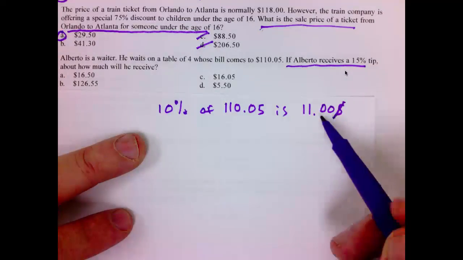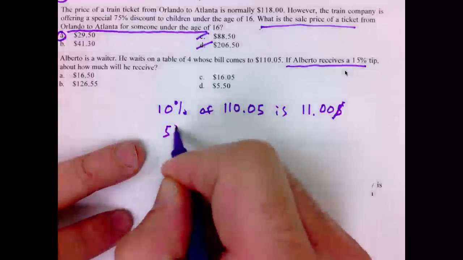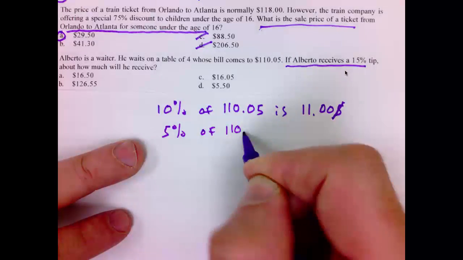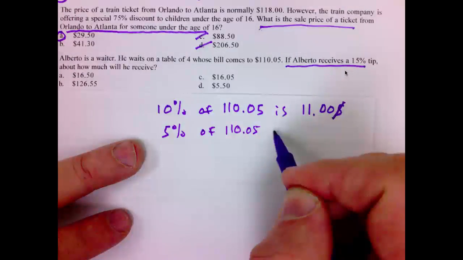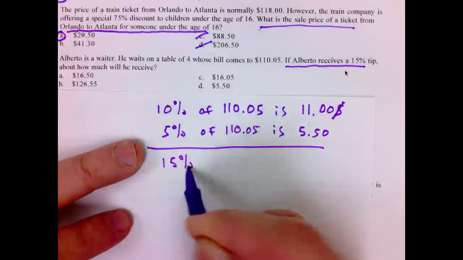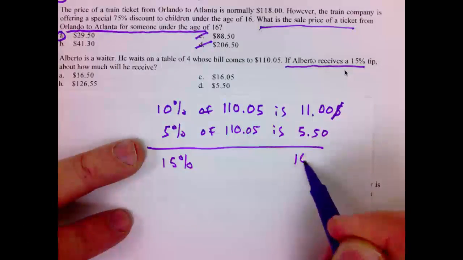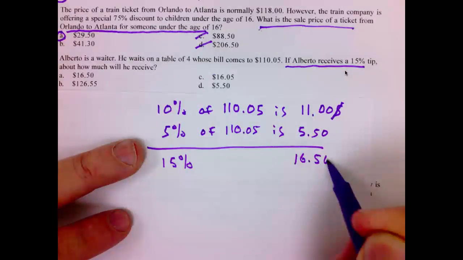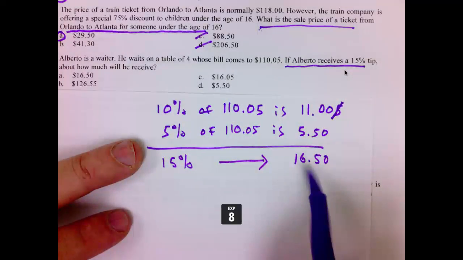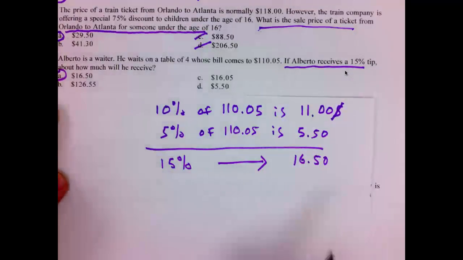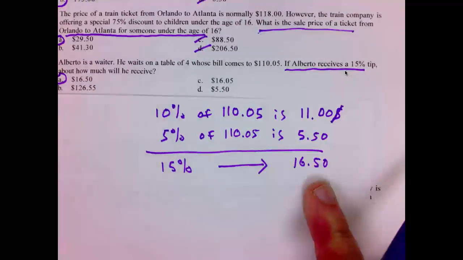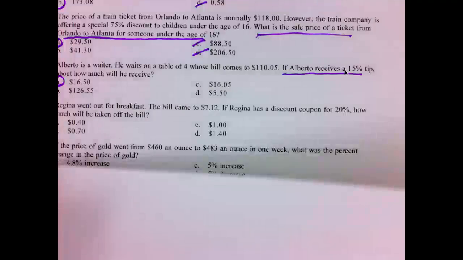10% of $110 is $11. So 5% would be half of that. 5% of 110.05 is half of $11. Well, half of $11 is $5.50. Thus, 15% would be these two numbers added together, $16.50. All right, 15% is $16.50. The correct answer is A. If you multiplied 110.05 times 0.15, it would yield approximately $16.50.